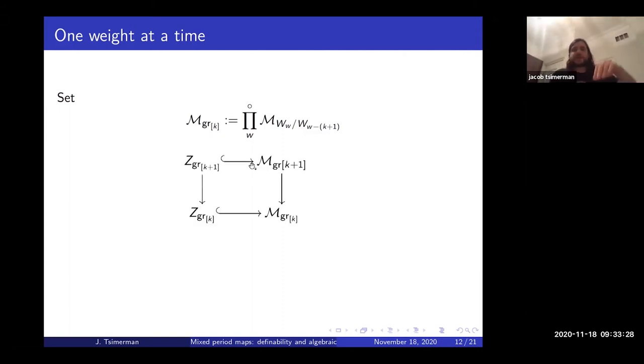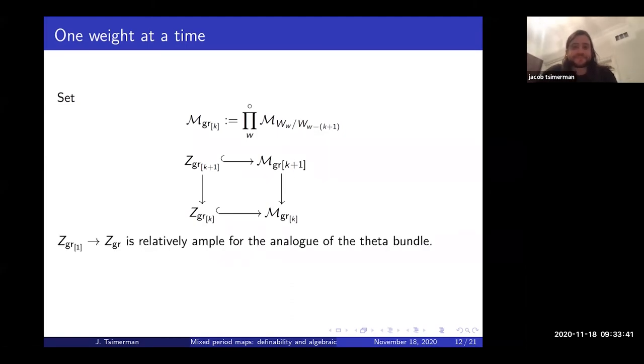Okay, so you have this tower where you start from M graded and then you record the weight one data and then the weight two data and so forth. And so you can study these over each other one step at a time. The way it works is the following. The graded one piece is where the interesting stuff happens. It turns out here we're just remembering the level one extension data, two consecutive weights at a time. And that's going to be relatively ample for some pretty direct analog of the theta bundle in the abelian variety setting, which I'm going to describe.